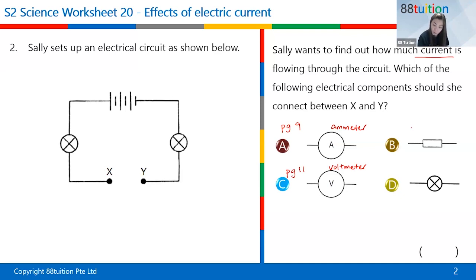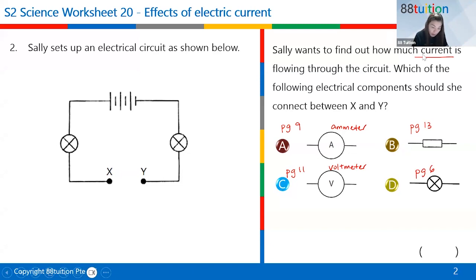Now, if you refer to your textbook also, page 13, you will have that symbol there. Don't know whether you can see my book. Yeah, you have the symbol there. You have the resistor and then the variable resistor also on this page. Then you have the light bulb. The light bulb you already know, right? Sorry, page 6. So if you refer to your textbook, that will be helpful. Thank you, Jocelyn.